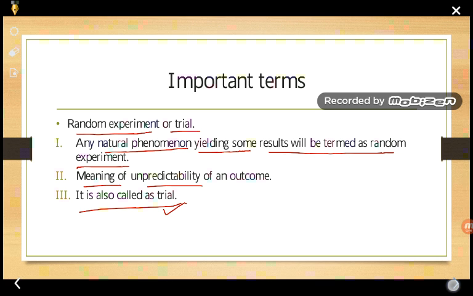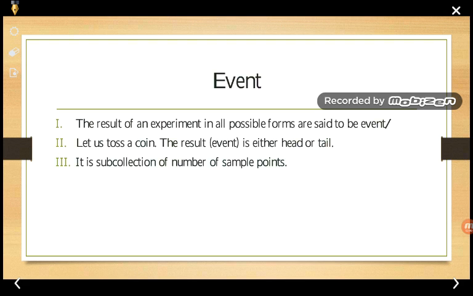Next is event. The result of an experiment in all possible forms is said to be an event of that experiment. So if you toss a coin and it comes up head or tail, these are the possible outcomes. The result of an experiment in all possible forms is said to be an event. If we toss it, we can't assess whether it will be head or tail. So the events will be the head and the tail.